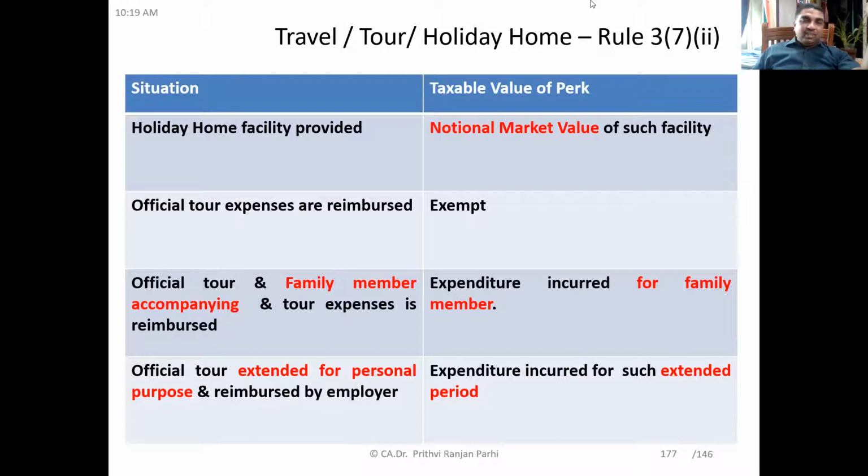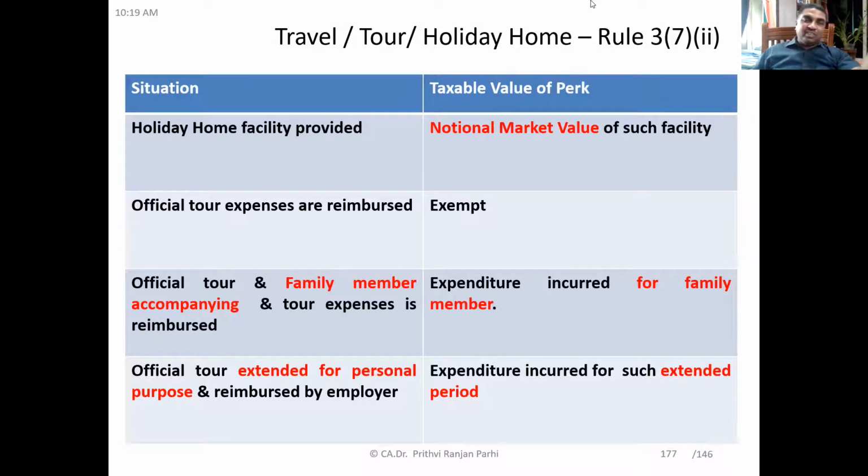Right. So official tour expenses are reimbursed. Let us say an employee is going on an official tour and his tour expenditures are reimbursed. It's an official tour. In that case, nothing will be taxable. Holiday home facility is taxable, but tour expenditure reimbursement is not taxable if it is official.